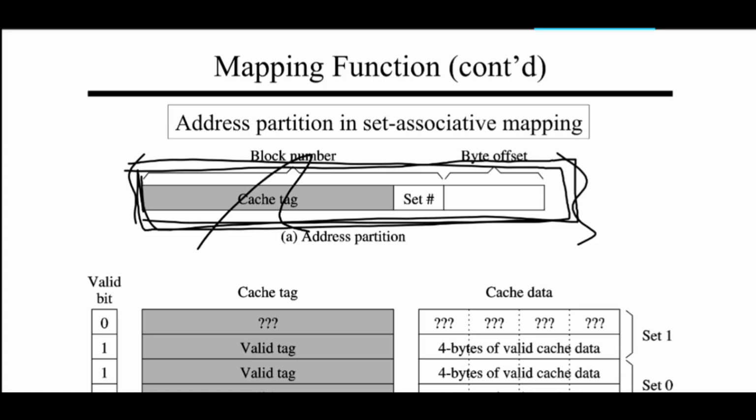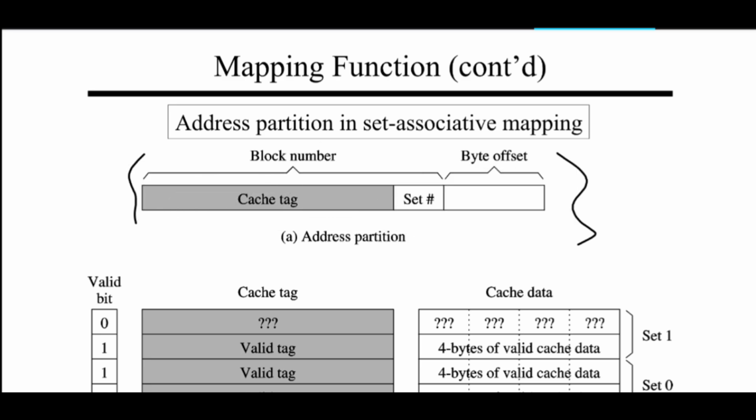It will just find the set address, go to that set, and search for the tag address. If the tag address matches, then the data is present, and it takes the data from the cache. If there is no tag address match in the set, then there is a cache miss.